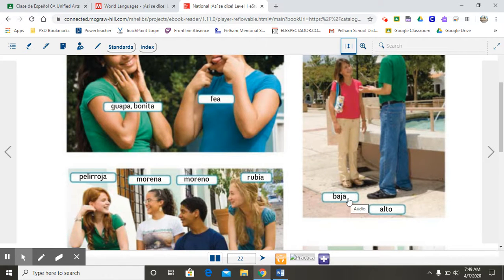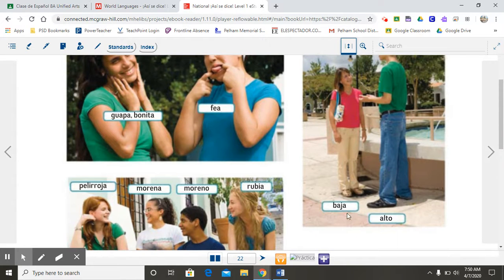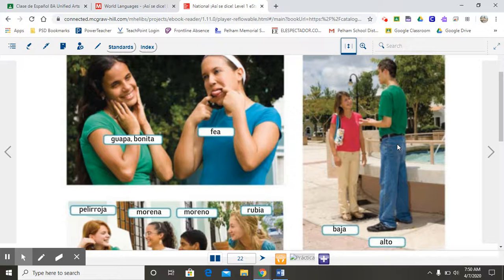Baja or bajo? Baja, bajo. See if you know what that means. See if you remember. Look at the picture. It means short. Okay? And alto or alta means tall.